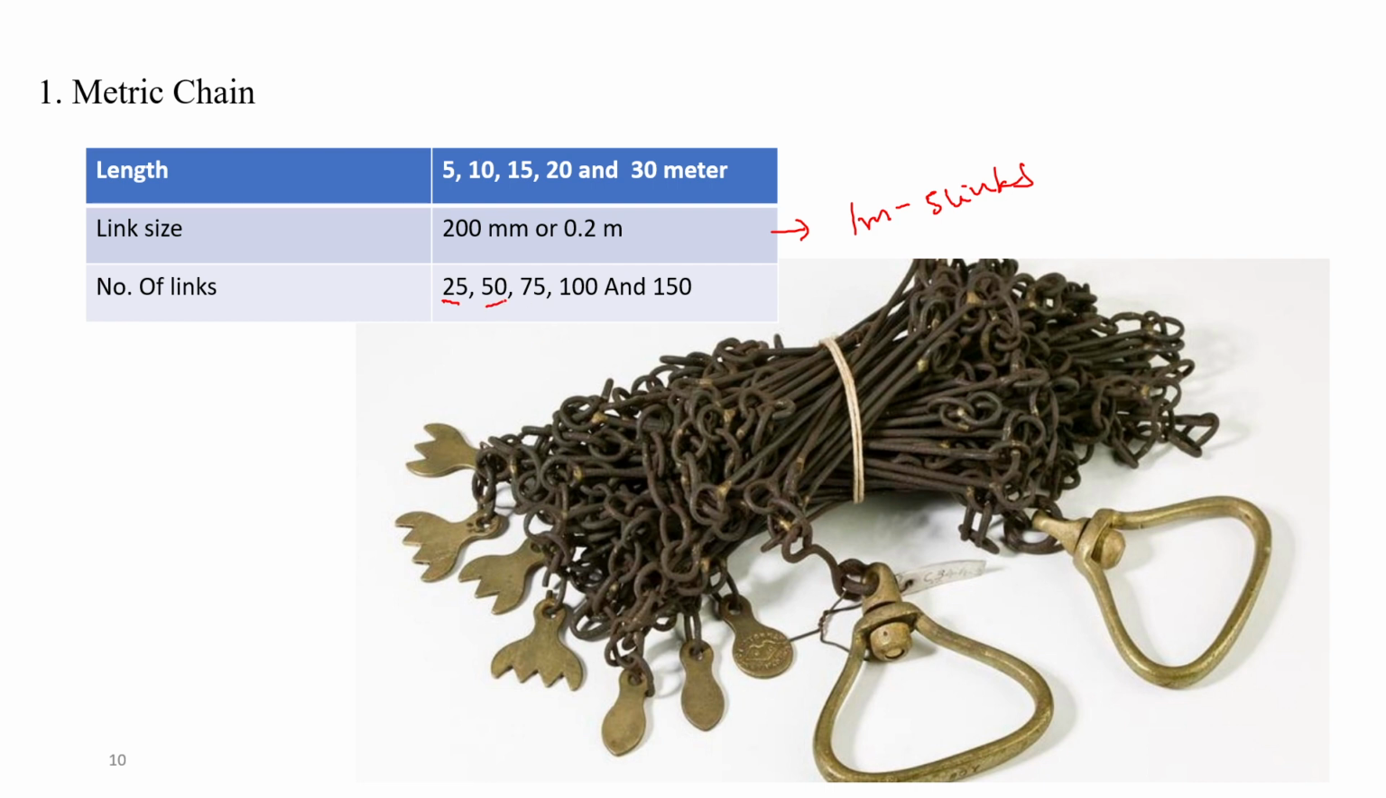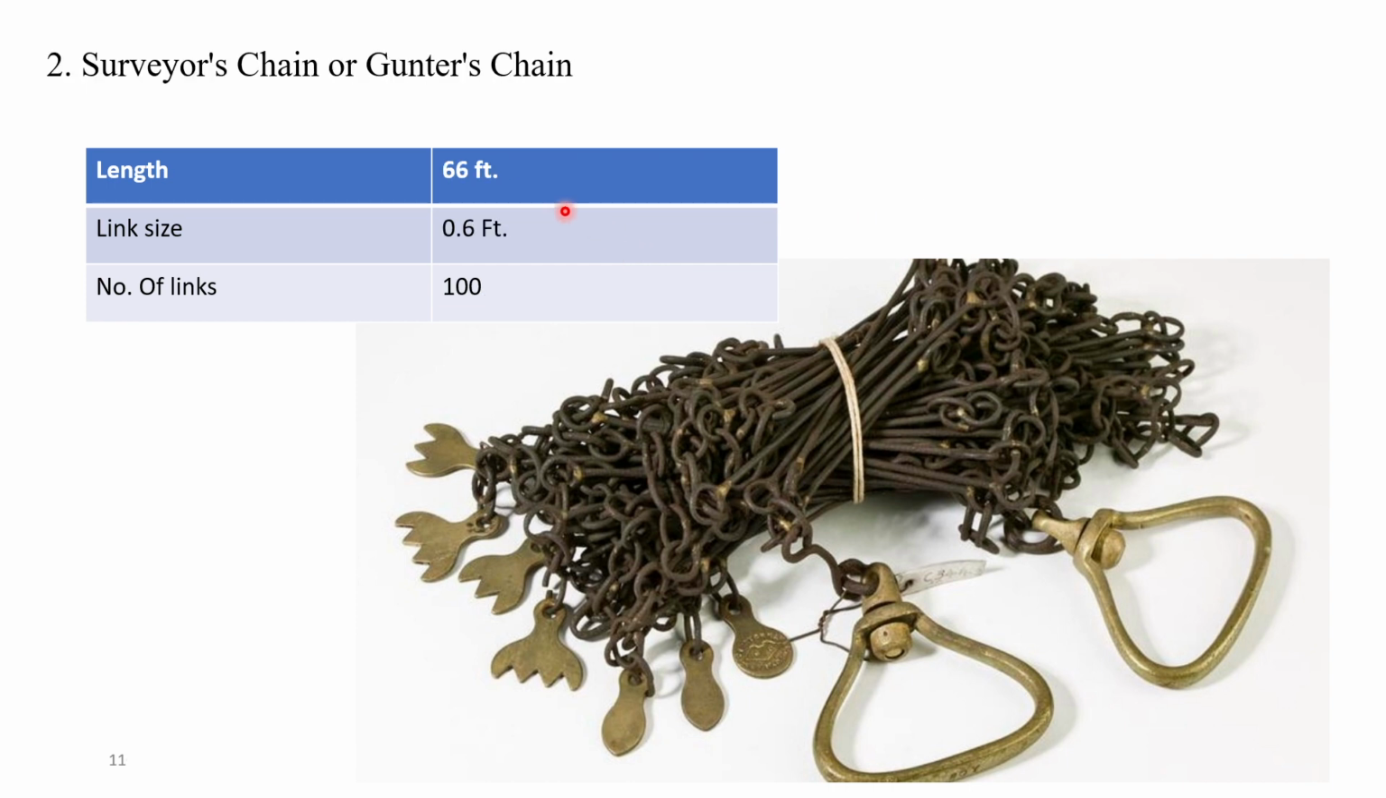For 10 meter, 50 links are there. For 15-meter length it is 75. For 20-meter length it is 100. And for 30 meter the number of links is 150. Number of links means how many links are there. So this is the specification of the metric chain. Generally for 30 meter, some exams will ask how many links are in a 30-meter chain. Our answer will be 150 links. And what is the length of one link? It is 200 mm or 0.2 meter or 20 centimeter. Is it right?